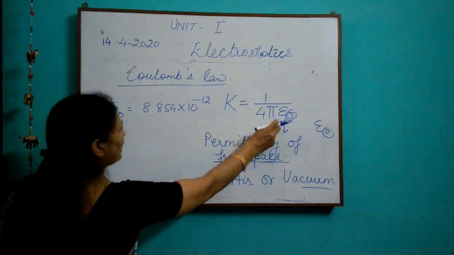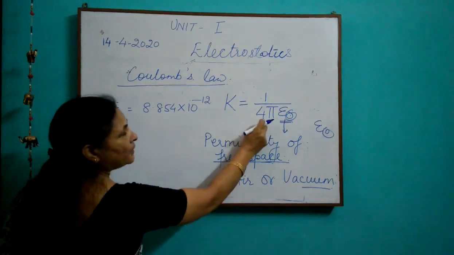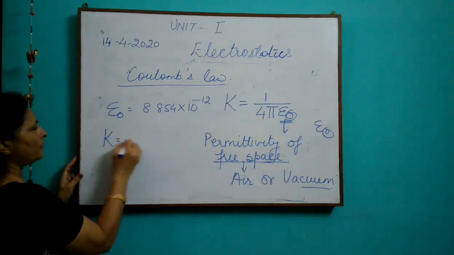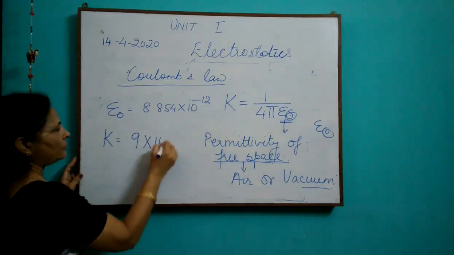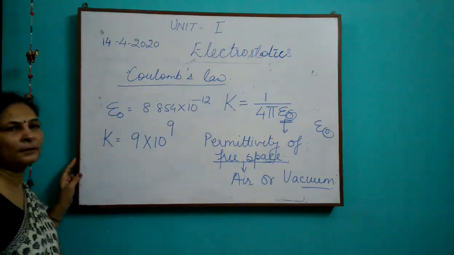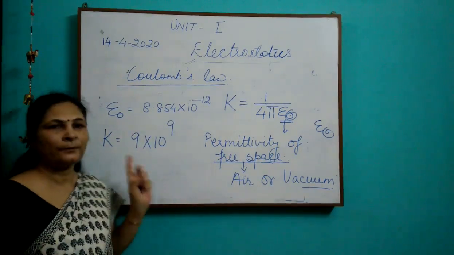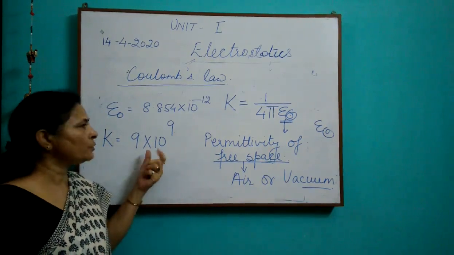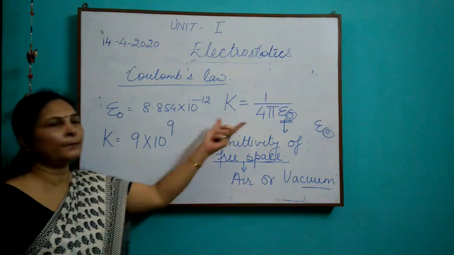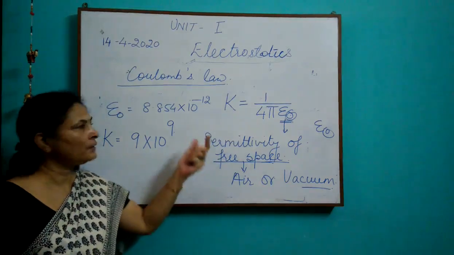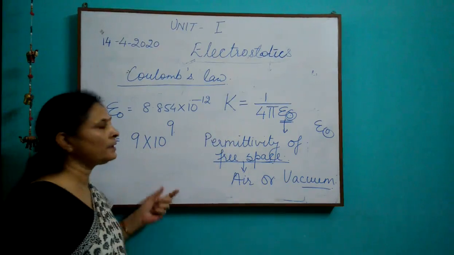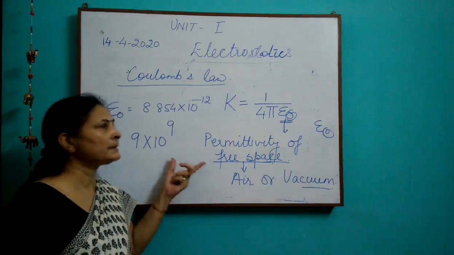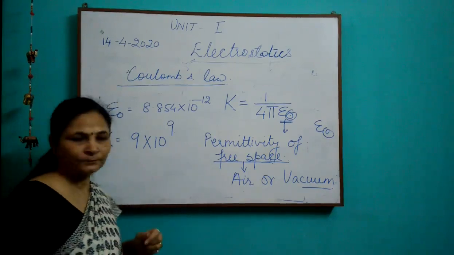And when you put the value of epsilon naught here, 4 is already a constant, and the value of pi is known to you. So the value of K will come out to be 9 into 10 to the power 9. Units we have already derived. I think it must be clear to you. So this value of K will be used in the expression. Using this expression, you can easily find the force between two point static charges.